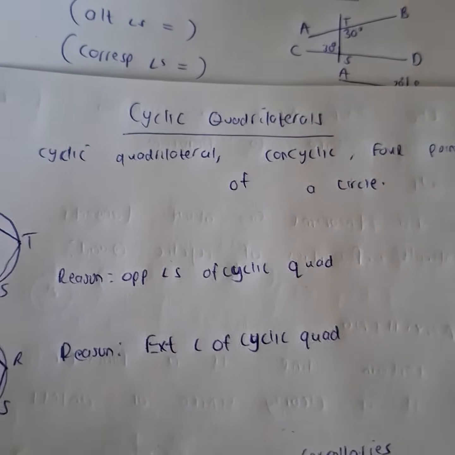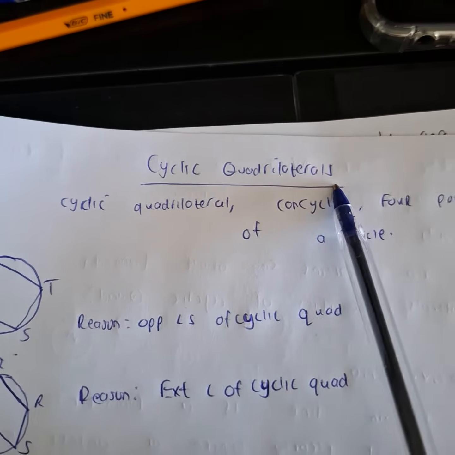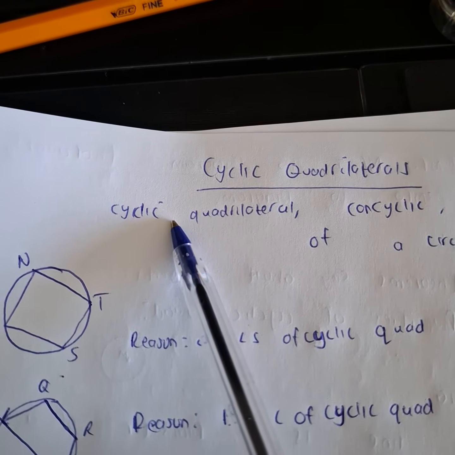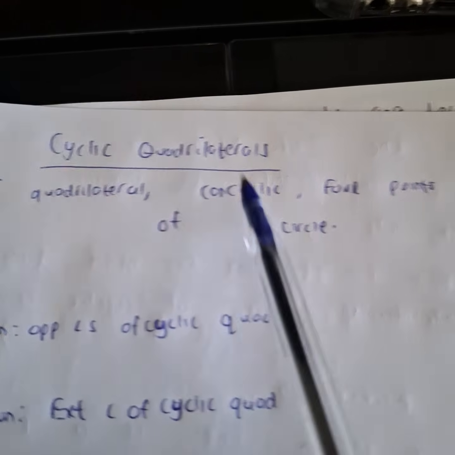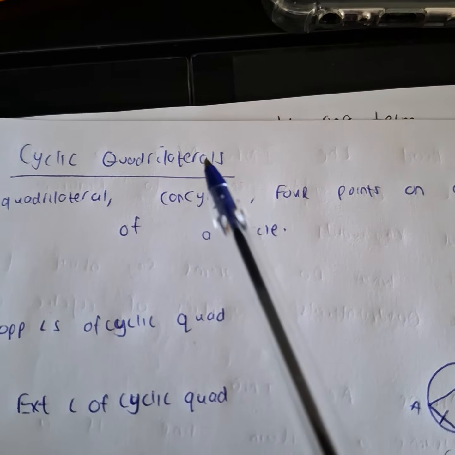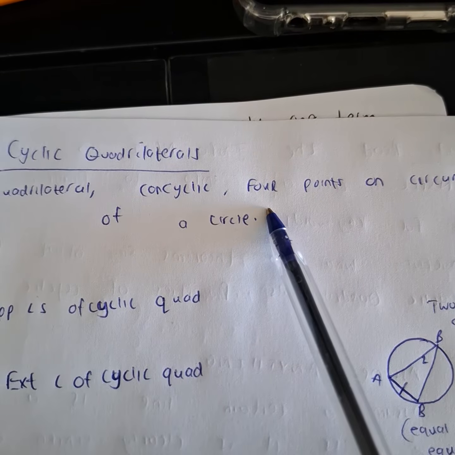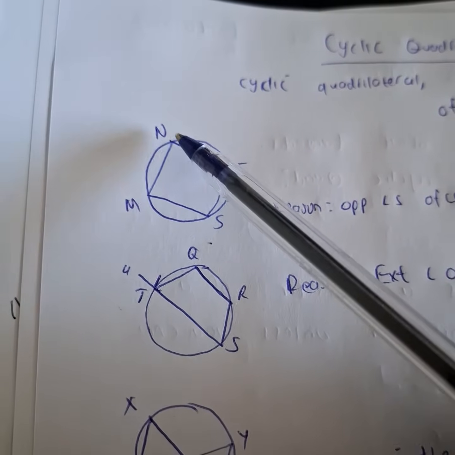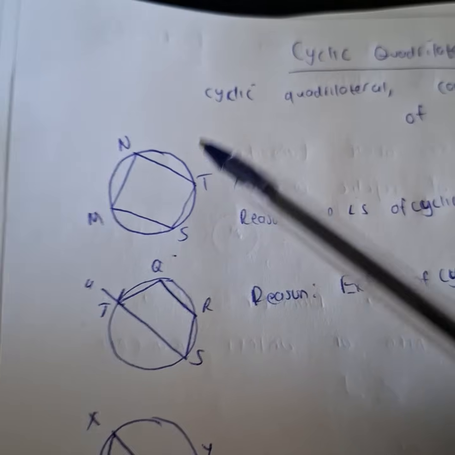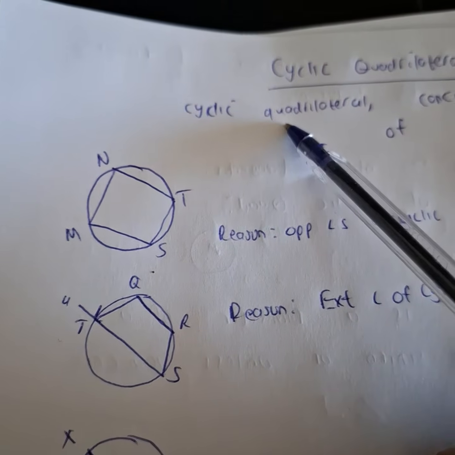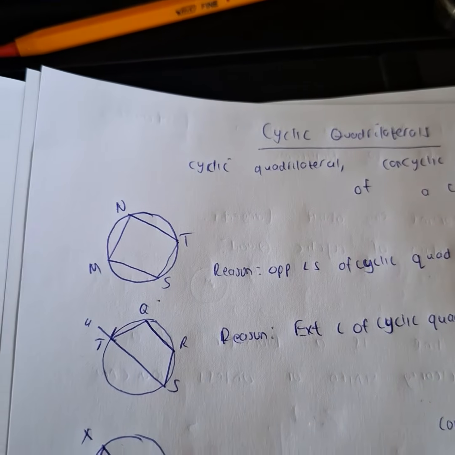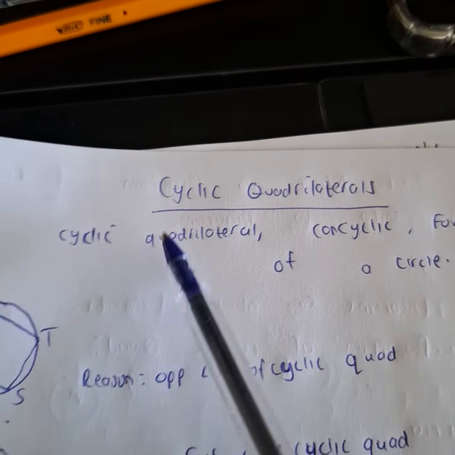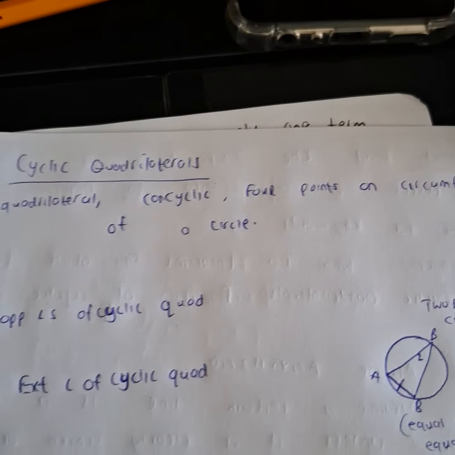Then we can move on to the next keyword, and the keyword is cyclic quadrilateral. In cahoots with cyclic quadrilateral, they could use the word concyclic. Concyclic basically also means 4 points on the circumference of a circle, like NMST, without actually stating that it's a cyclic quadrilateral. They could say NMST are concyclic. What does that mean? It means it's a cyclic quadrilateral.